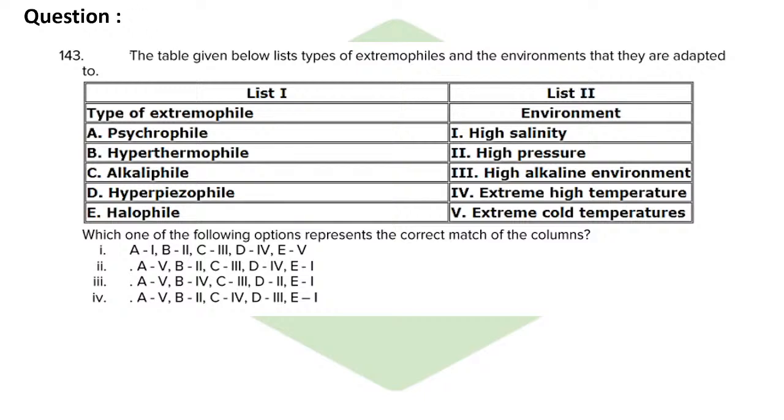Let's discuss one more question. Over here, the question is related to the types of extremophiles that we have and the environment that they are adapted to. So first list is the type of extremophiles. Second list is the environment in which they are found. So psychrophiles, hyperthermophiles, alkaliphiles, and then you have hyperpiezophiles, and then you have halophiles. And we need to find out.